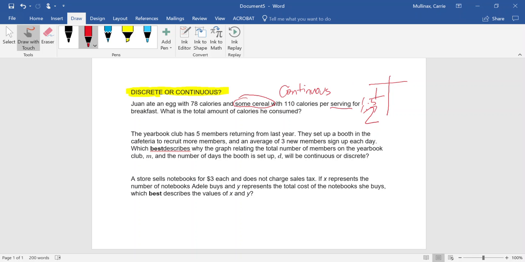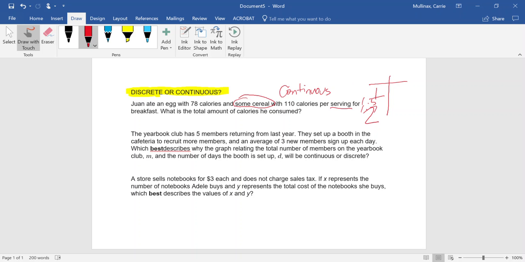All right, another example. The yearbook club has 5 members returning from last year. They set up a booth in the cafeteria to recruit more members, and an average of 3 new members sign up each day. Which best describes why the graph relating the total number of members on the yearbook club M and the number of days the booth is set up D will be continuous or discrete? Well, let's think about this. We have people.